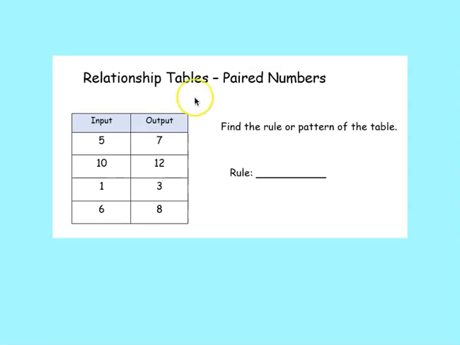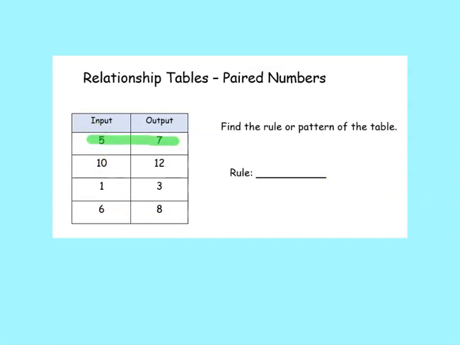So when we start out looking at our relationship tables, we're trying to find the relationship between the numbers that are in the table. And relationship tables always follow a rule or a pattern. So we always have to find the rule or the pattern of the table first. Most tables, we're looking at the number operation. What's happening? If I put in a 5 and I get a 7 out, what math operation could we be doing? So I'm looking first at this first one, 5 and 7.